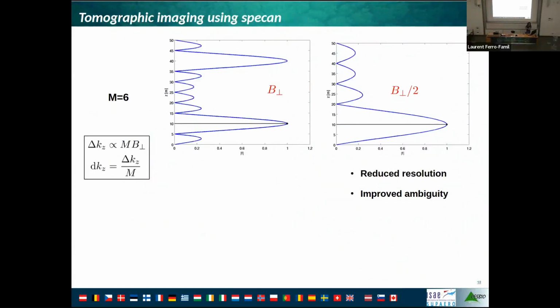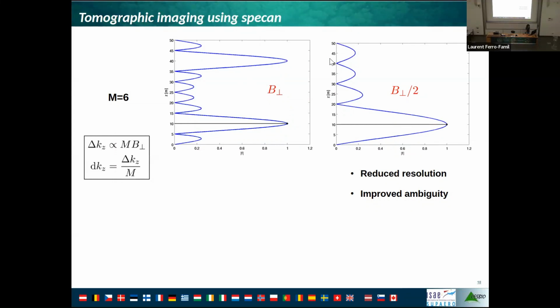So let's have an illustration. This is the response you get for a target located at 10 meters in elevation, with a given baseline and with 6 images. In this case, you have a given resolution, which is 5 meters here in elevation, and you have an ambiguity of 30 meters. Okay.